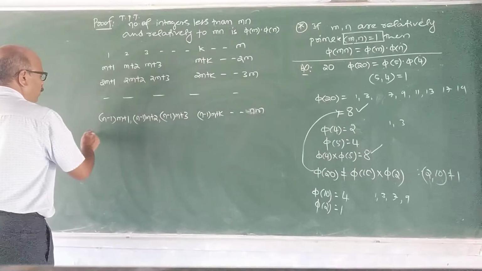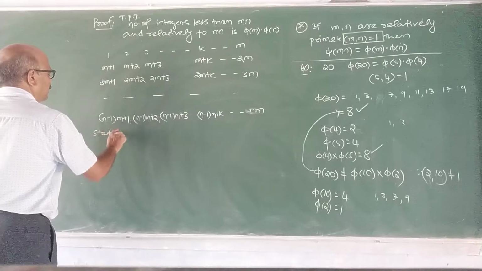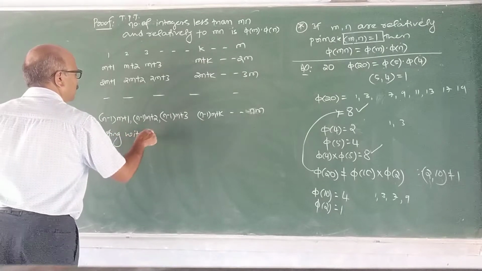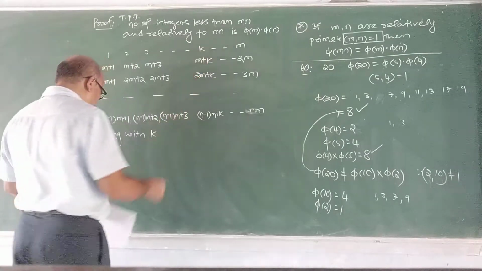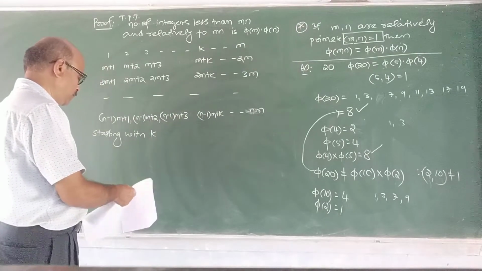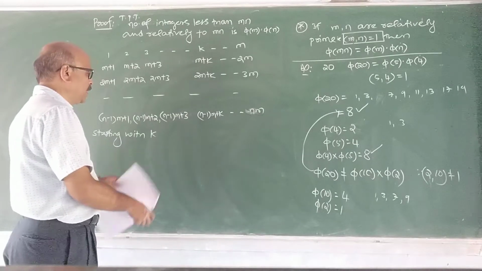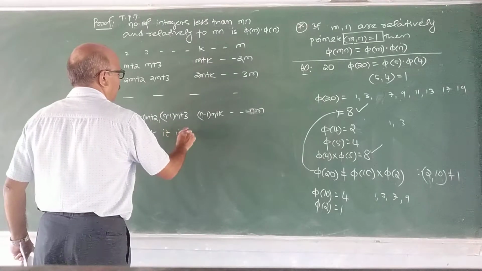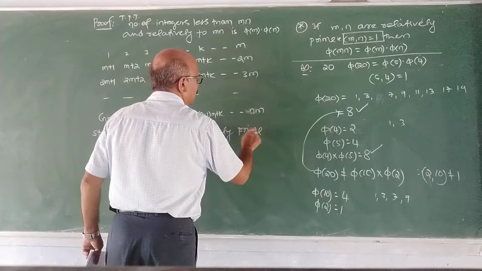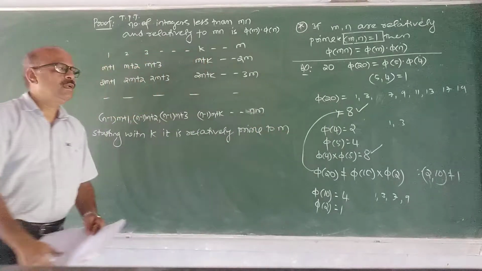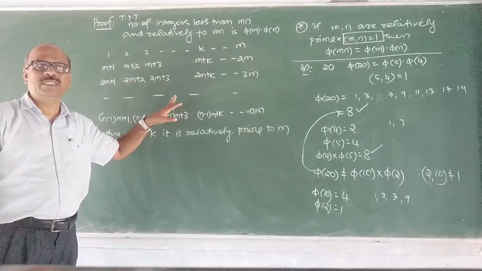Now we consider the column starting with k. Suppose it is relatively prime to m. That is the first result. Now how many columns are there? M columns. N rows are there. Total number of elements is mn.